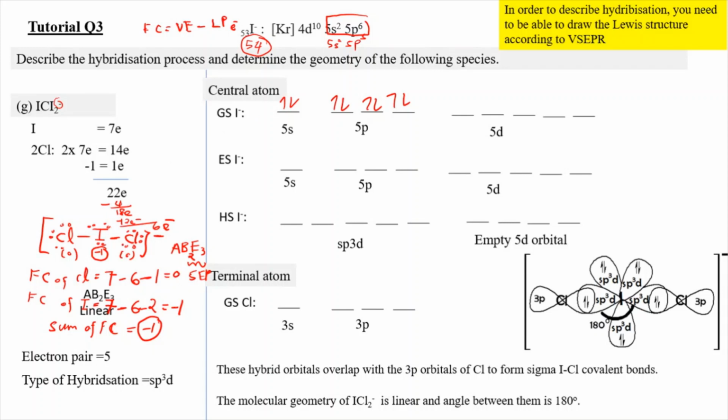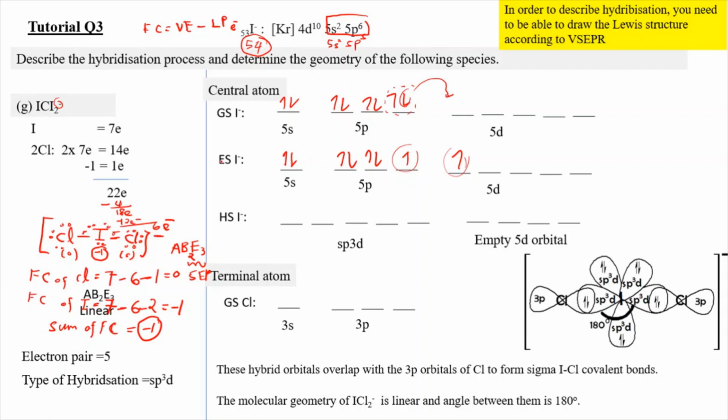Okay, but as what you can see here, it needs to form 2 sigma bonds. So logically, it needs to have 2 unpaired electrons. So what they're going to do here is excite 1 electron to the empty 5d orbital. So what is going to happen here is that one of the electrons here is going to be excited there, and as a result, we're going to produce 2 unpaired electrons in order to make 2 sigma bonds.